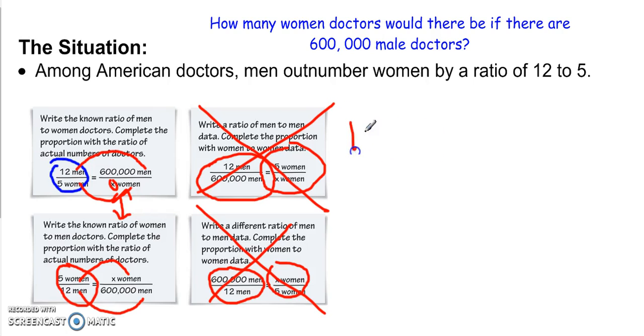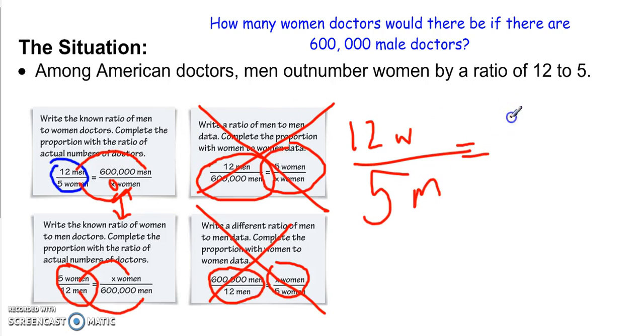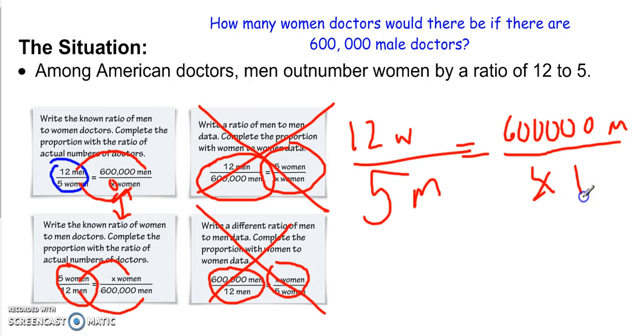So if I were to solve this now, I'm looking at the top option here, 12 men over 5 women equals 600,000 men over how many women? I do have my labels wrong over here, and I apologize for that. This is 12 men and 5 women. Notice that I have men on the top side of both proportions and women in the denominator of both proportions.